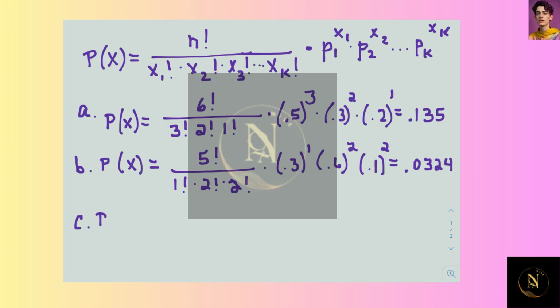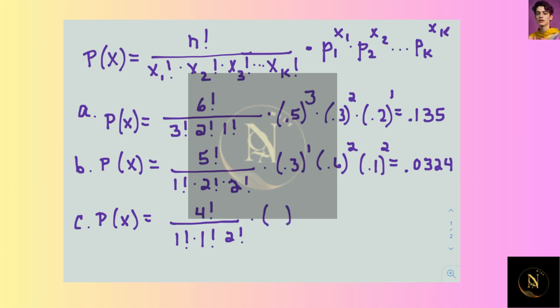And the final part, letter C, same formula, different numbers. So in part C, our n value was 4, so we'd have 4 factorial. Our x1 was 1. Our x2 was also 1. And our x3 was 2.